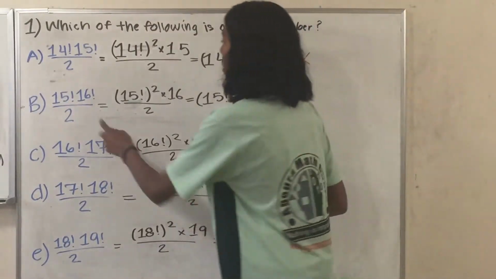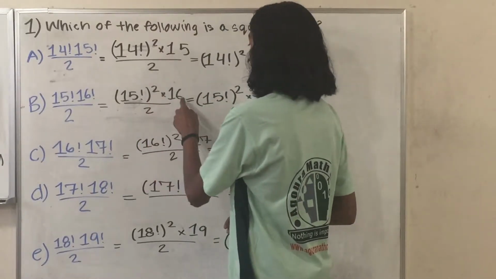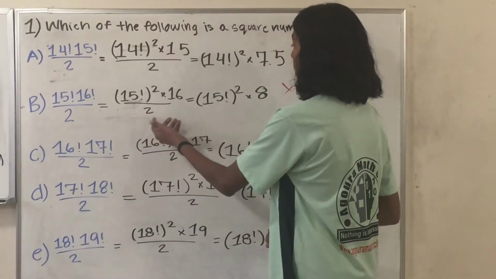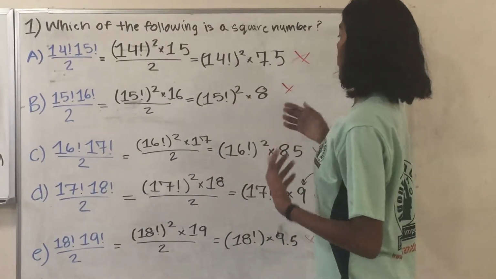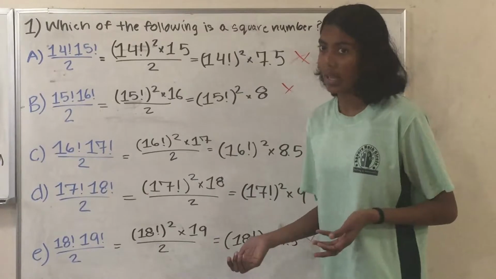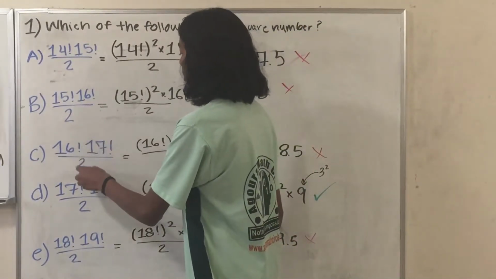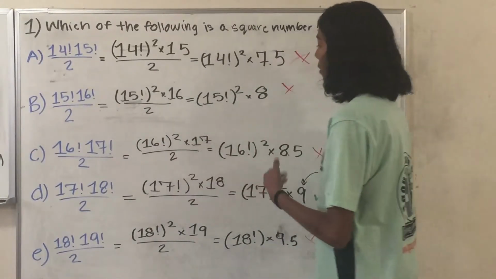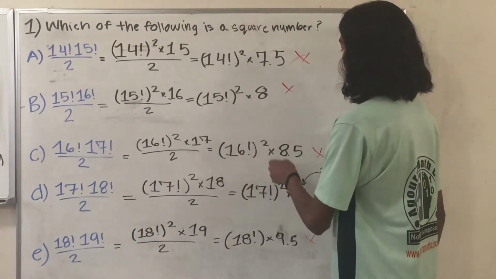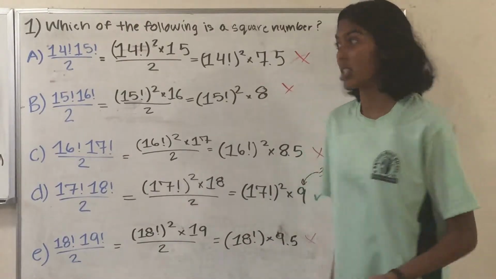Then we rewrite 15 factorial times 16 factorial as 15 factorial squared times 16, which gets divided by 2, which gives us 15 factorial squared times 8. 8 is a cube, but it's not a square, so we can't use it. Then we rewrite 16 factorial times 17 factorial over 2 as 16 factorial squared times 17 over 2. And we get 16 factorial squared times 8.5, which also doesn't work because 8.5 isn't a square.